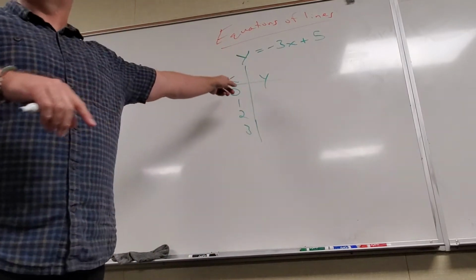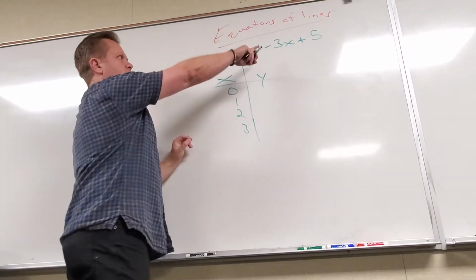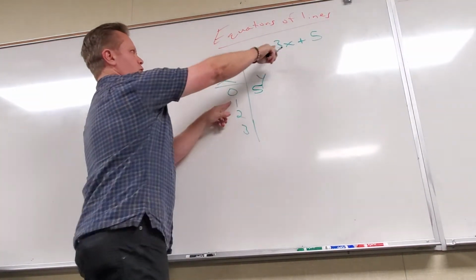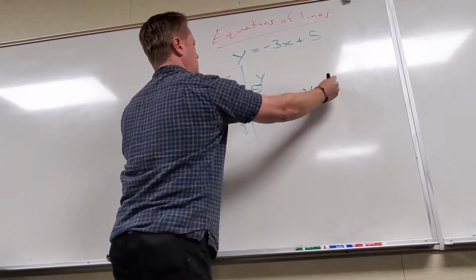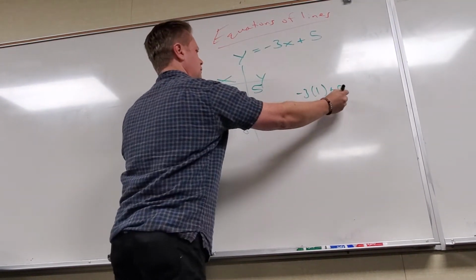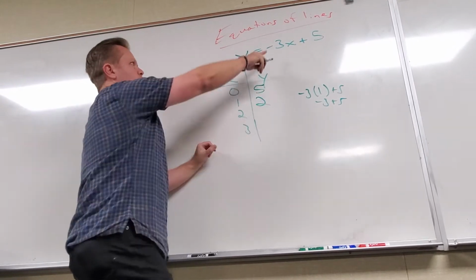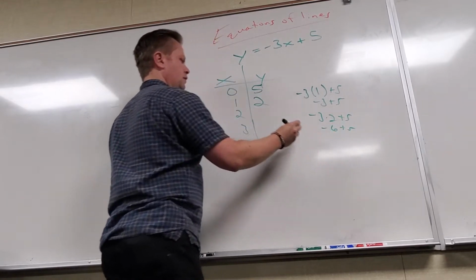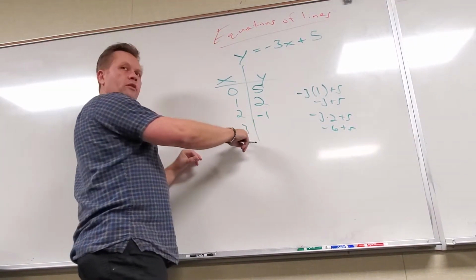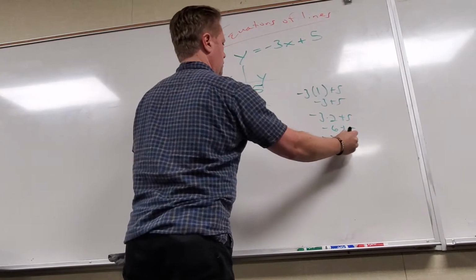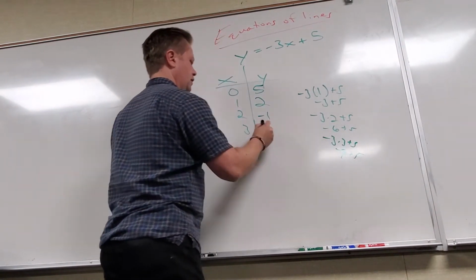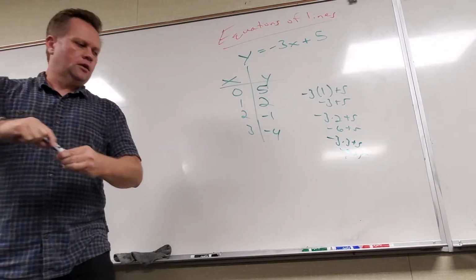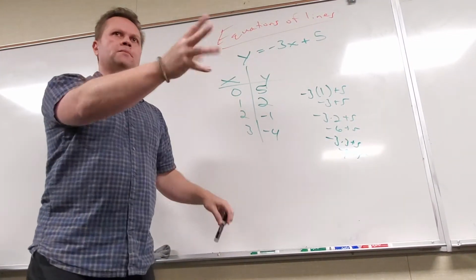We should all be working on this guy. So if I put a 0 in there, what do you guys get? 5. And then if you put a 1 in there, you get negative 3 times 1 plus 5, negative 3 plus 5, 2. If you put a 2 in there, you get negative 3 times 2 plus 5, negative 6 plus 5, negative 1. And if you put a 3 in there, negative 3 times 3 plus 5, negative 9 plus 5, negative 4. Okay, now watch. So you guys are going to know exactly what I'm doing right now, and the rest of us are going to catch up.